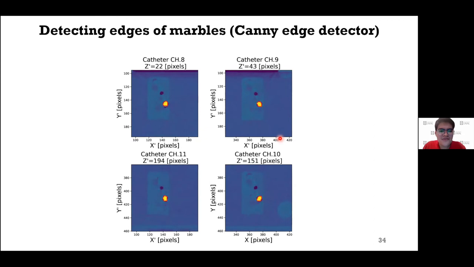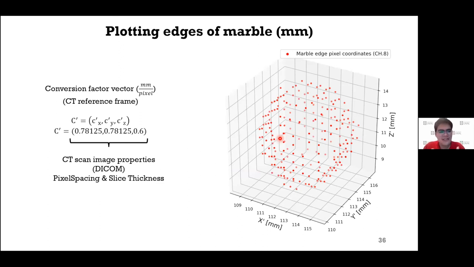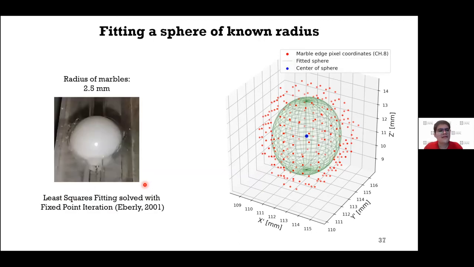So I used a threshold in my CT volume to detect the marbles first. And then I used a Canny edge detector to find the edges of the marbles. With these detected edges, I plotted them. I have them here in pixels, and I converted them to millimeters using a conversion factor vector. This conversion factor vector can be obtained from the CT scan image properties: pixel spacing and slice thickness. So I fitted a sphere with a radius of 2.5 millimeters, which is the radius of my marbles, using a least squares fitting solver with fixed point iteration.